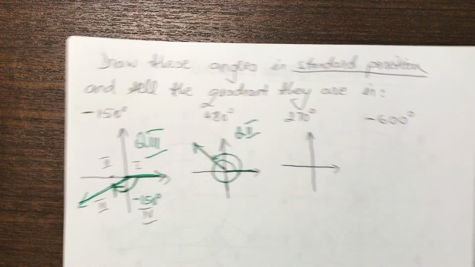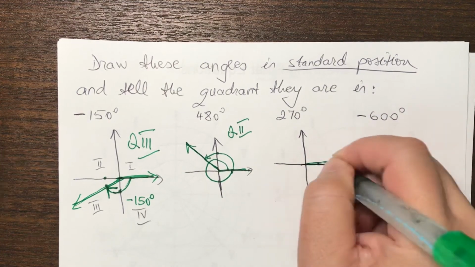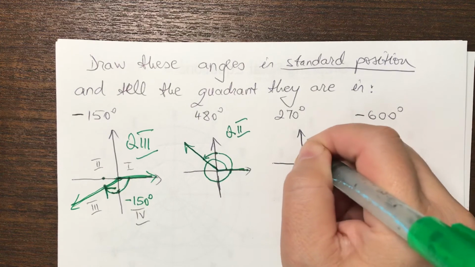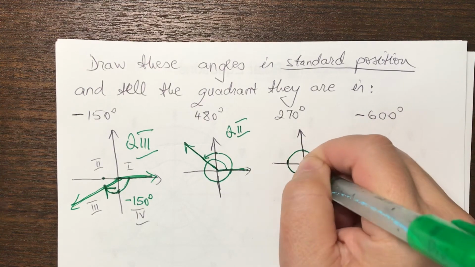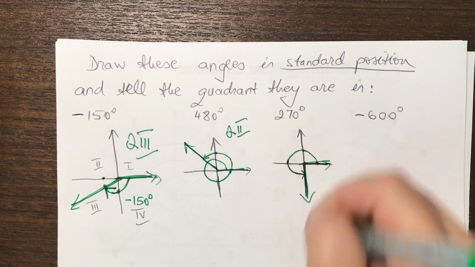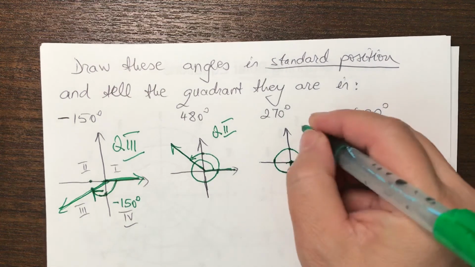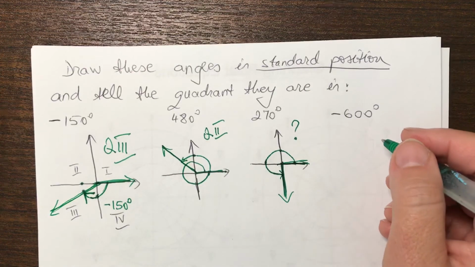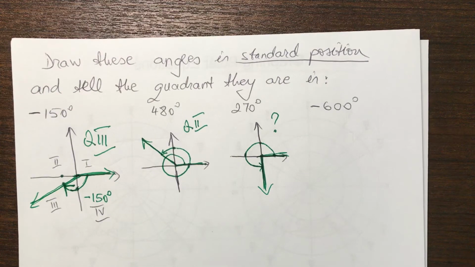Okay, 270. Where's this one going to be? So I start on the positive x-axis, right? There's 90, there's 180. 180 plus 90, that's 270. Okay, so I end up on the negative y-axis. What quadrant is that? Well, it's not quadrant 3 and it's not quadrant 4. What am I going to say for a quadrant? Oh, well, it's actually neither, and I'll tell you what they're called in a minute.